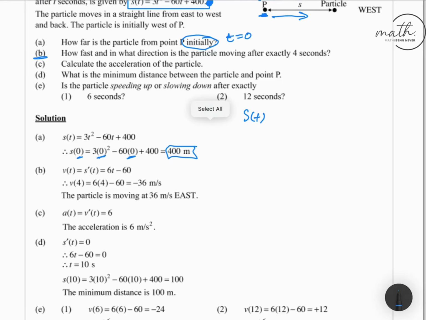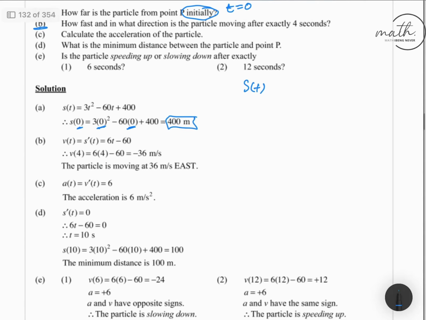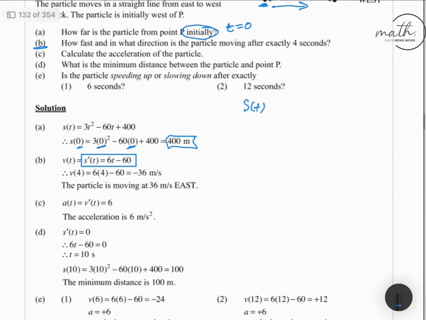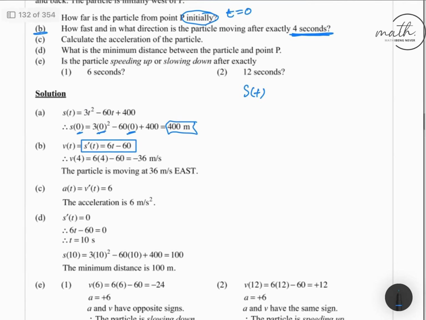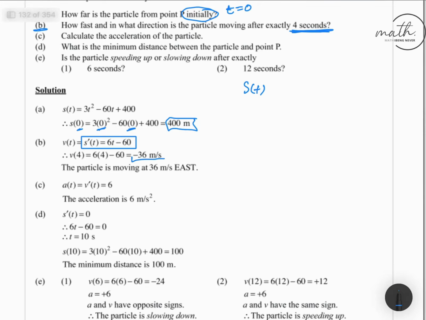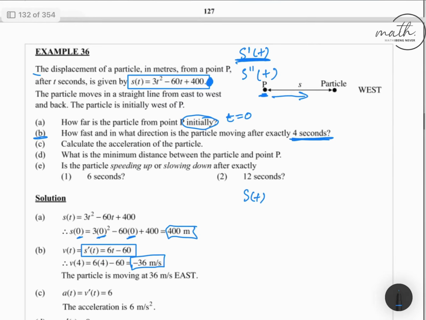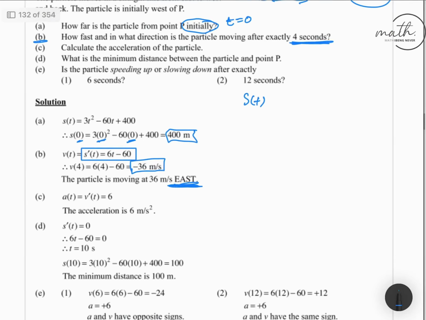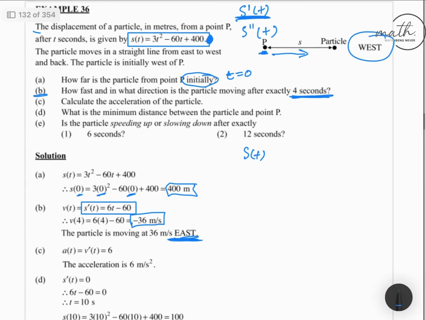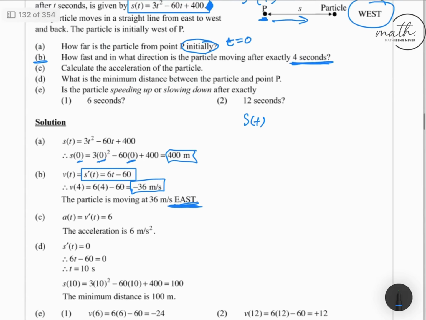So the first derivative, as you can see there, it is this. And then after the first derivative, you just put in 4 to see which direction. So it's negative. As you can see, where it was going, it was positive. Now the opposite direction will be negative, which is east. So that's why it's 36 meters per second, east.